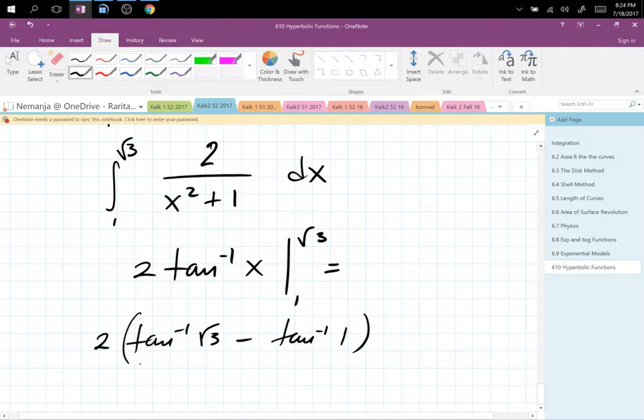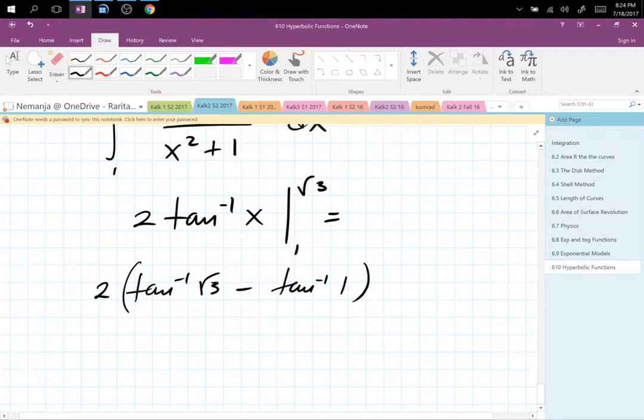What's the inverse tangent of root 3? Very good. All good.